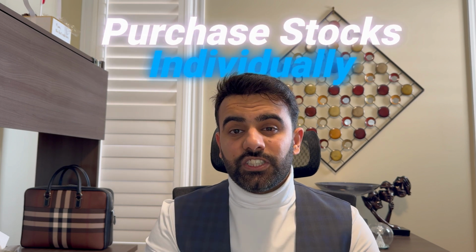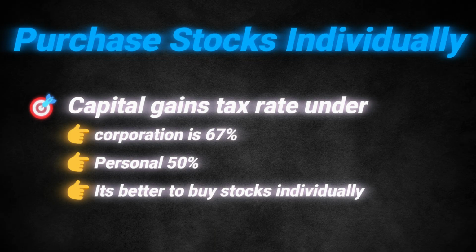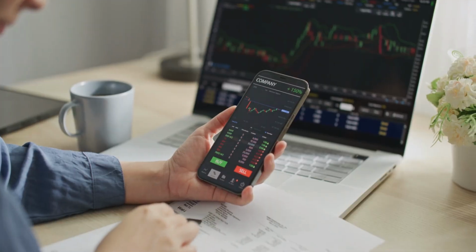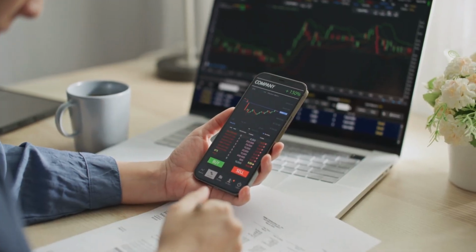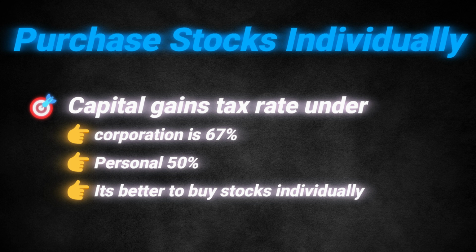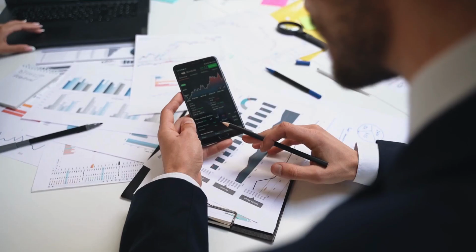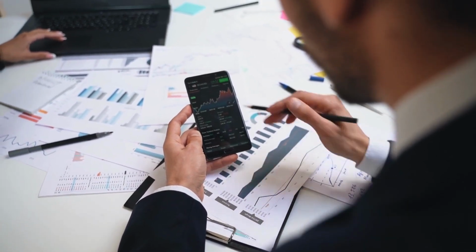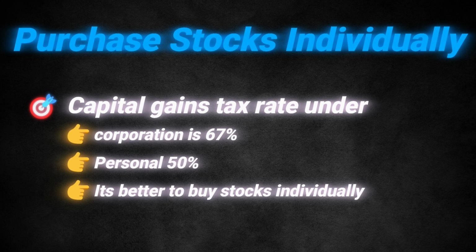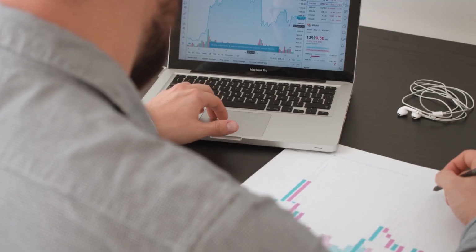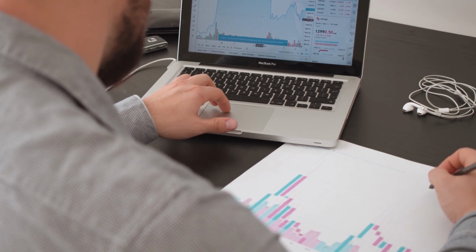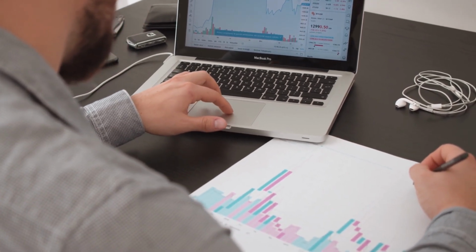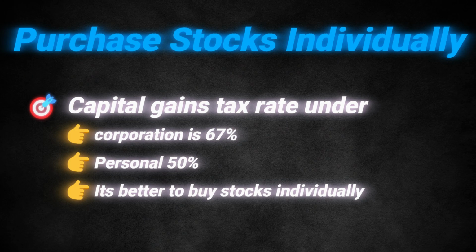Strategy number 5 is purchasing stocks individually. So what happens is, whenever you are in the market to buy stocks, you can buy them under your personal name or you can buy them under a corporation name. The Canadian government in June 2024 announced that the tax rate for capital gains will be moving to 66% if you buy stocks under the corporation. So a simple suggestion is buy stocks individually, because under individual, the first $250,000 is still taxed at 50%. Anything above $250,000 will be taxed at 66%. So buy stocks individually and reduce your capital gains tax.